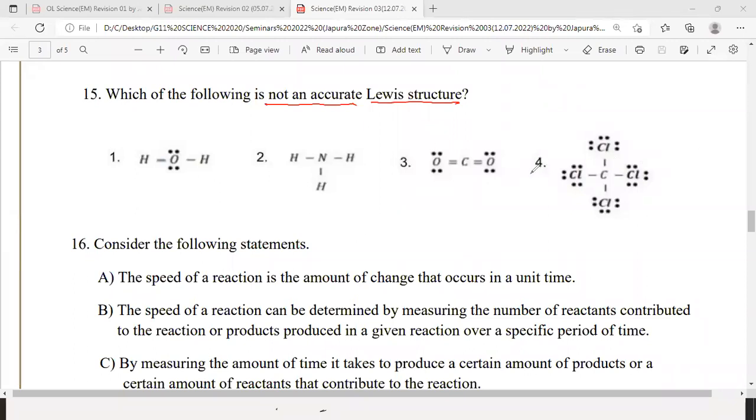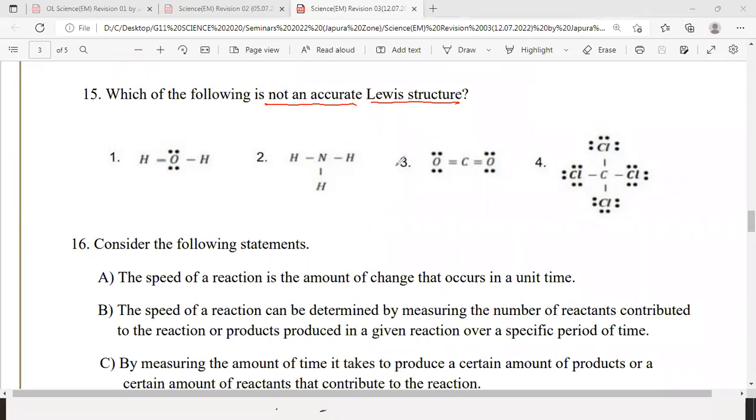Hansi, what is the answer? Second one. Natasha? Second one. Irasha? Damya? Yanga? Second one. Yeah, very good.